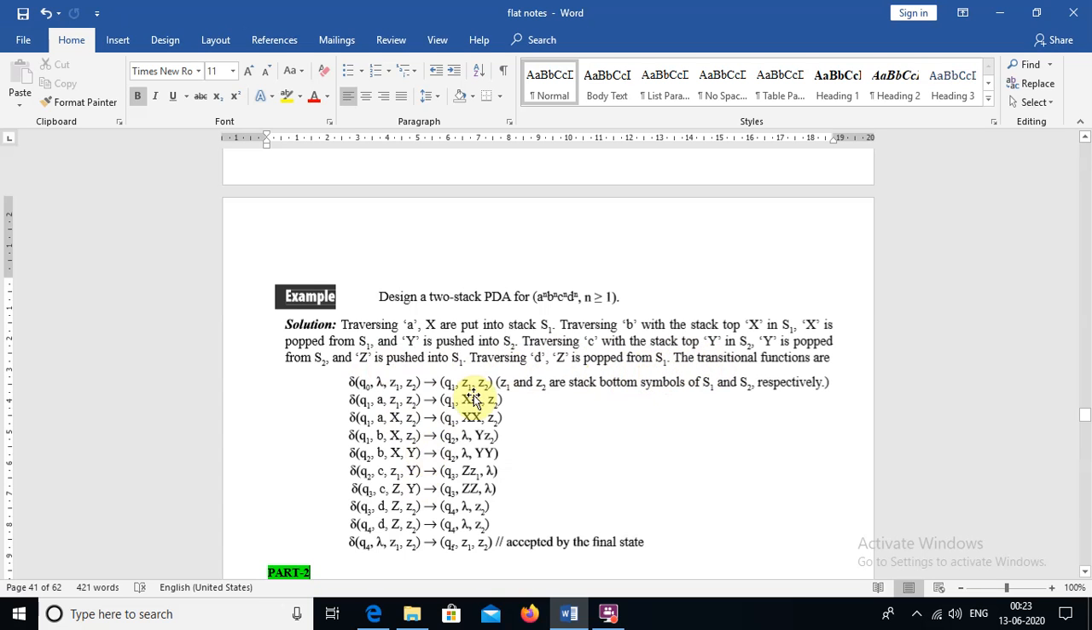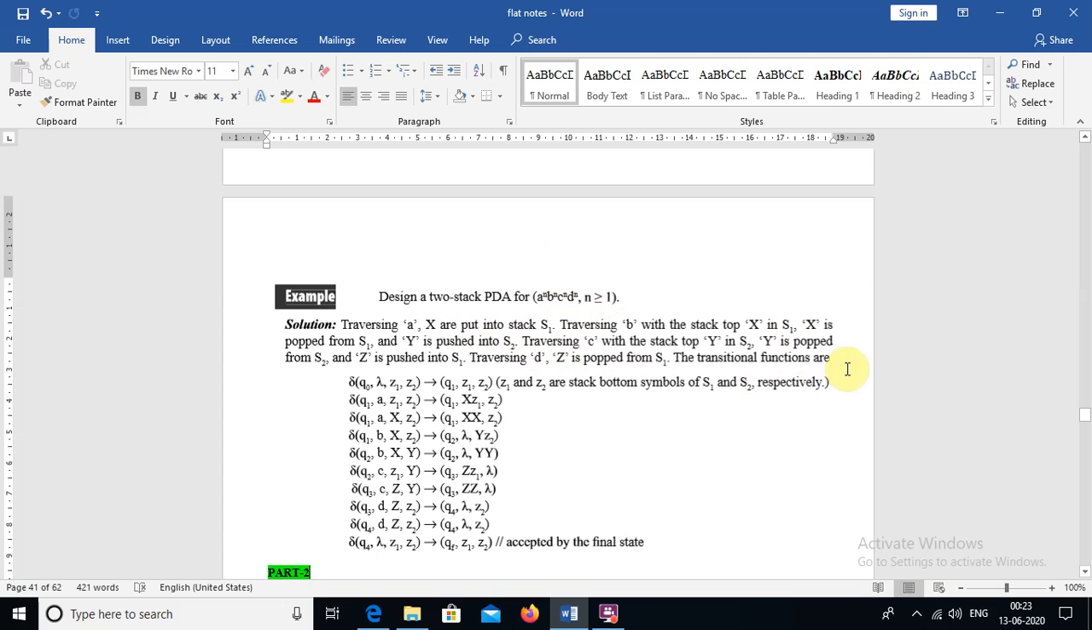Okay, so pushing and popping of a new stack variable is actually happening. For A, x is put into S1. For B, x is popped from S1 and y is pushed into S2. For C, y is popped from S2 and z is pushed into S1. For D, z is popped from S1. Okay, these are the steps we have to follow for the language.